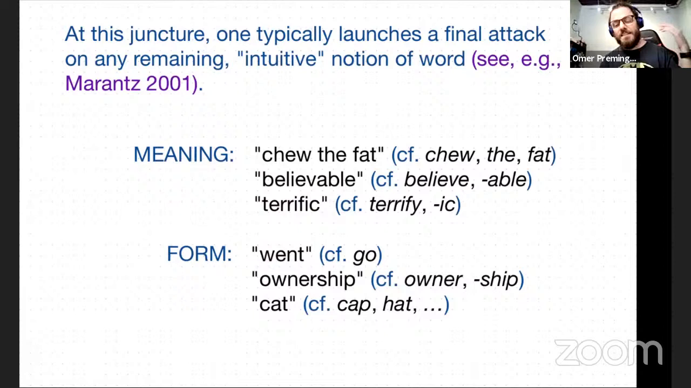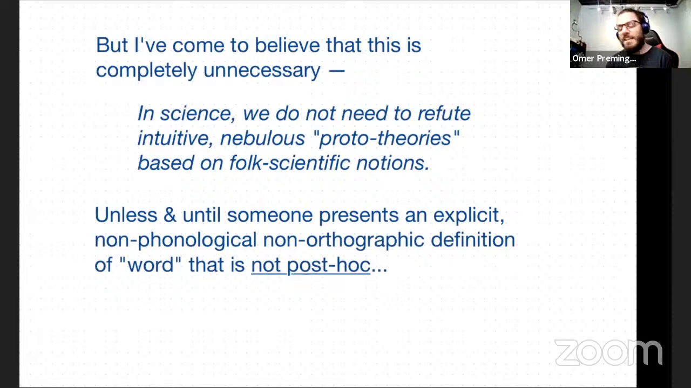It has a form that is not predictable from the forms of its parts, but it doesn't have any kind of the fancy go-went stuff going on. So, you know, we could go on like this for a long time, and some people do, and show that even your intuitive remaining sense of word is not a firm basis on which to build a rigorous theory of linguistic competence. But over the years, I've come to believe that this last move is completely unnecessary.